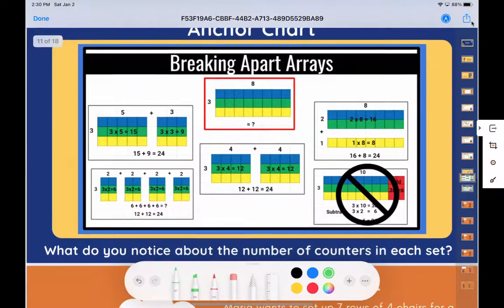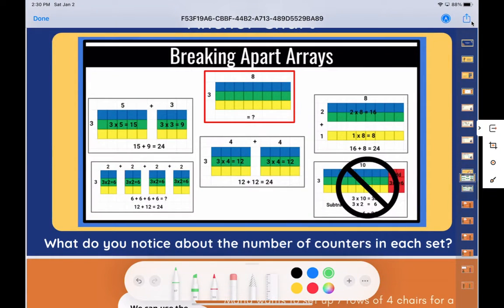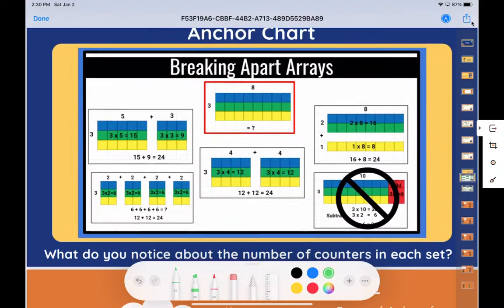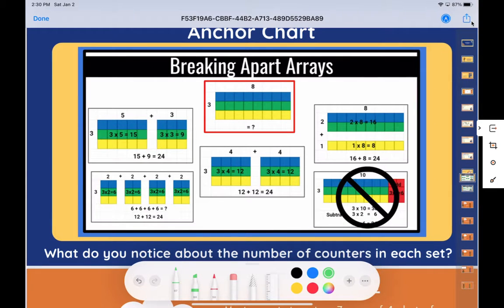Let's take a look at our anchor chart for today. Again, the distributive property is all about breaking things apart and putting them back together. I want you guys to take a quick look at the different pictures on my anchor chart. There is now a question for you on your Nearpod, and that question is, what do you notice about the number of counters in each set? And so there's several pictures here, but what do you notice about the number of counters in each set?